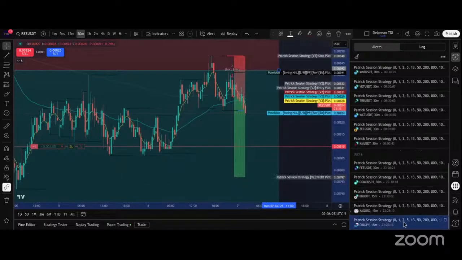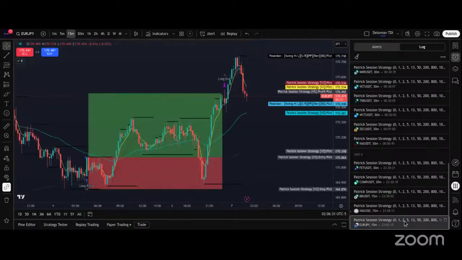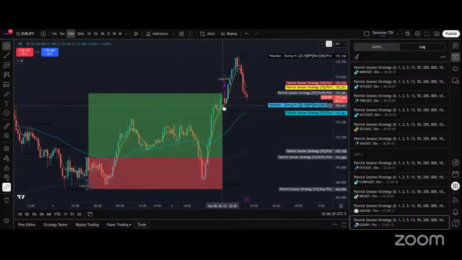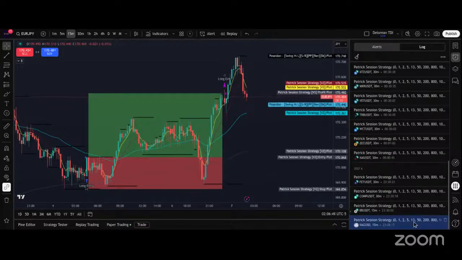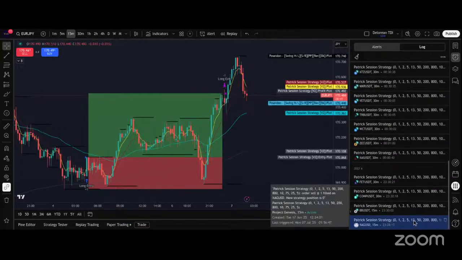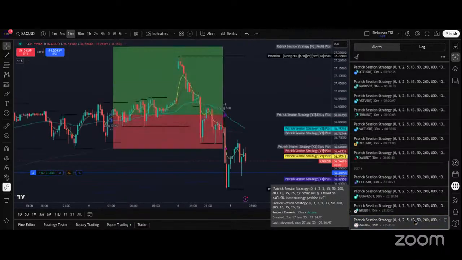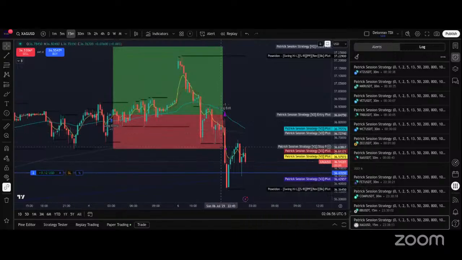Going to the euro versus the Japanese yen. This trade already hit take profit. So this would have been called out at 4:45 on July the 4th. It hit take profit at about 11:15 last night. We have silver versus the United States dollar. And this trade is now invalidated.